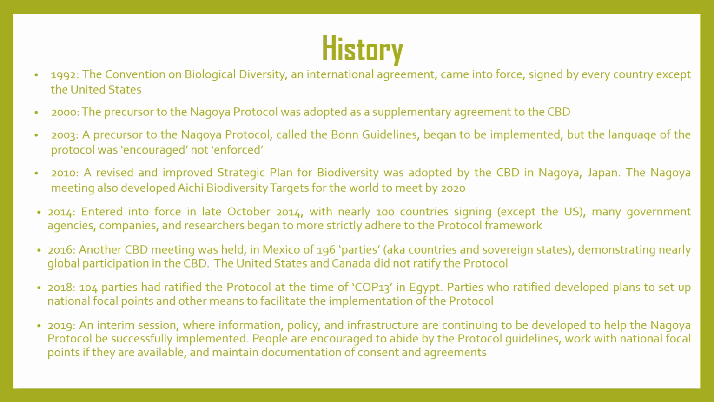But let's have a brief look at the history. It all started in 1992 with the Convention on Biological Diversity. And we know that for any convention to fulfill its targets, protocols are drawn. So the very blueprint, or precursor, of the Nagoya Protocol was actually drafted in 2000, and later in 2003 a precursor of the Nagoya Protocol by the name of the Bonn Guidelines was implemented.